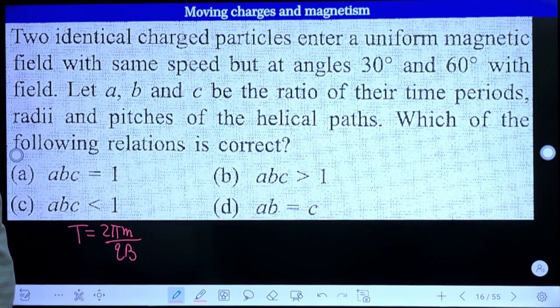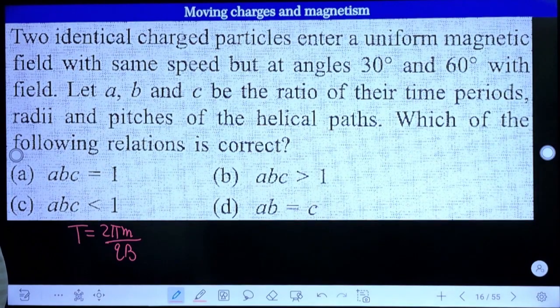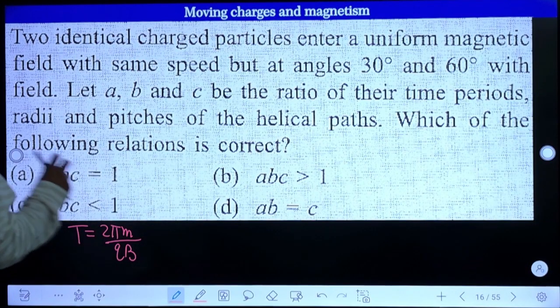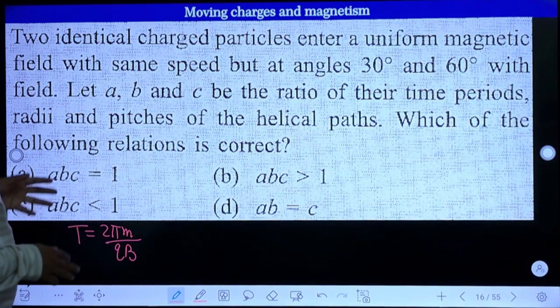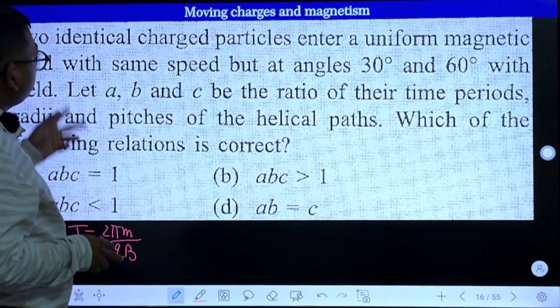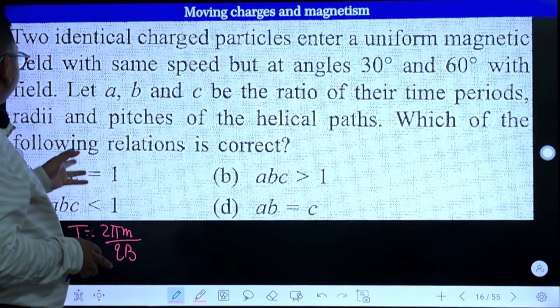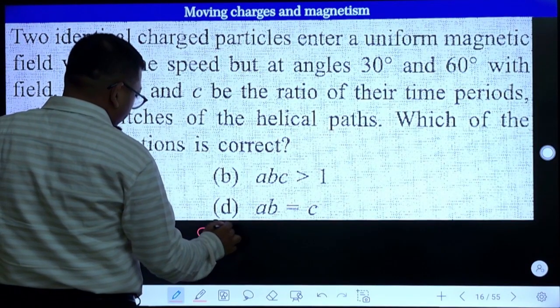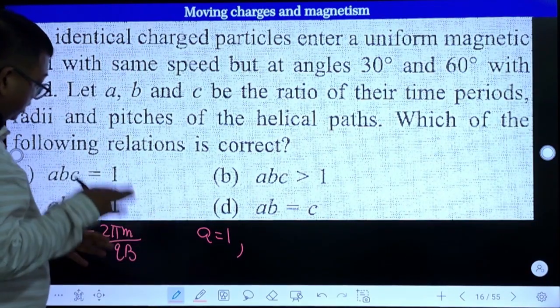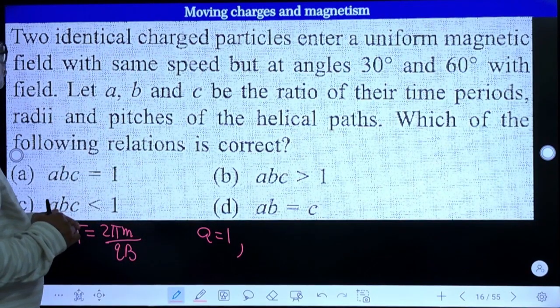A, B, C are the ratios of their time periods, radii and pitches. So A is the ratio of the time period, and A is going to be 1 only, because the time period is the same. What about B?